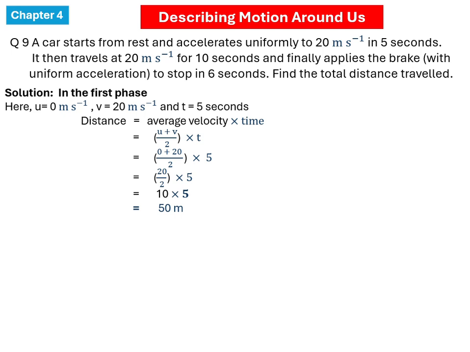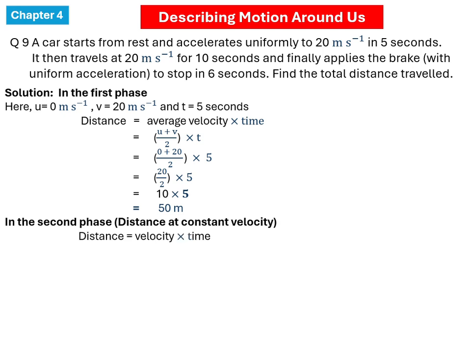Okay, now read the second sentence of this question. It then travels at 20 meter per second for 10 seconds. It means for 10 seconds, the velocity of the car is constant, which is 20 meter per second. Again, we will calculate the distance for this phase. So this will be our second phase. So in the second phase, the distance covered by the car equals velocity into time. So 20 into 10, meter per second into second, which will be 200 meters.